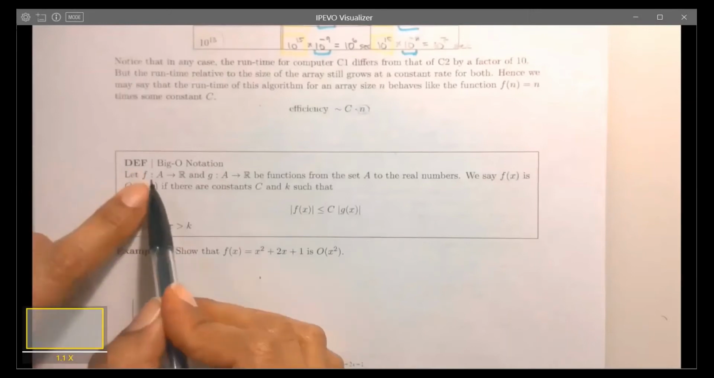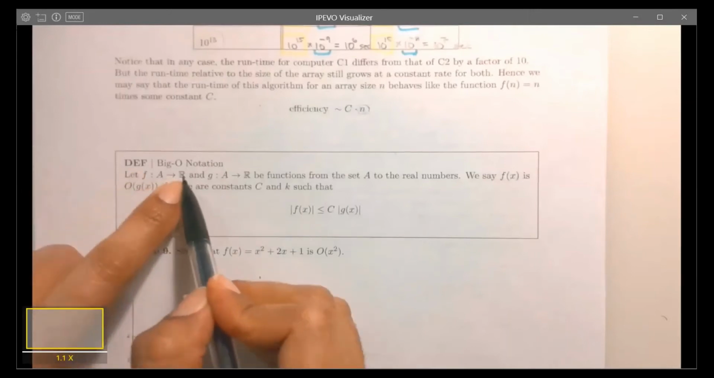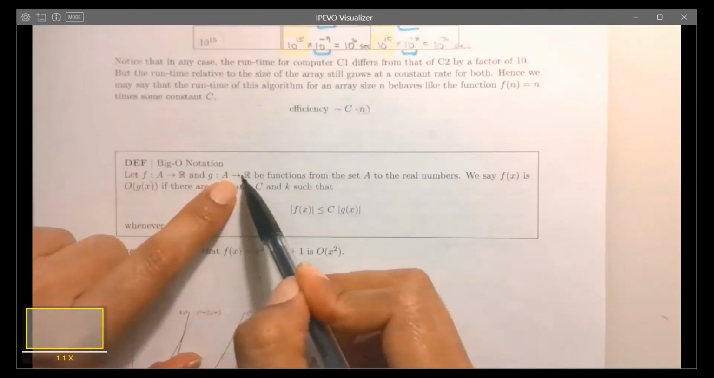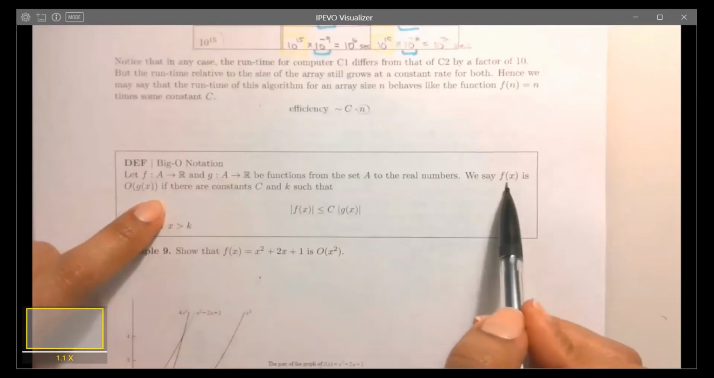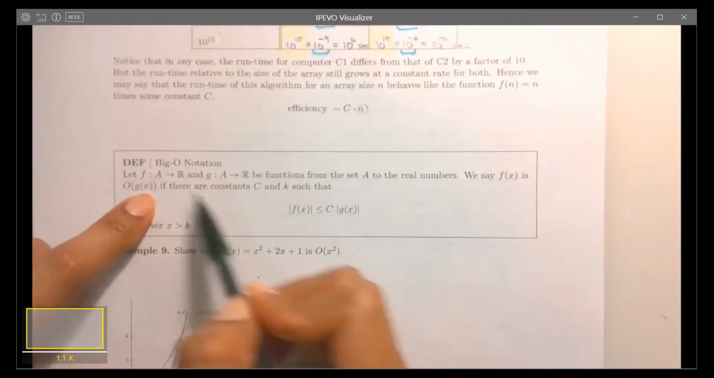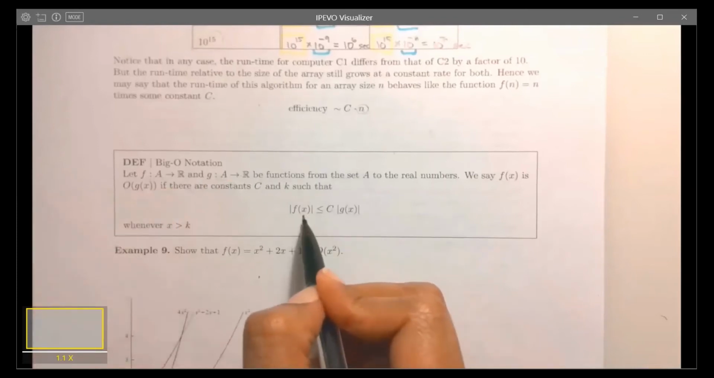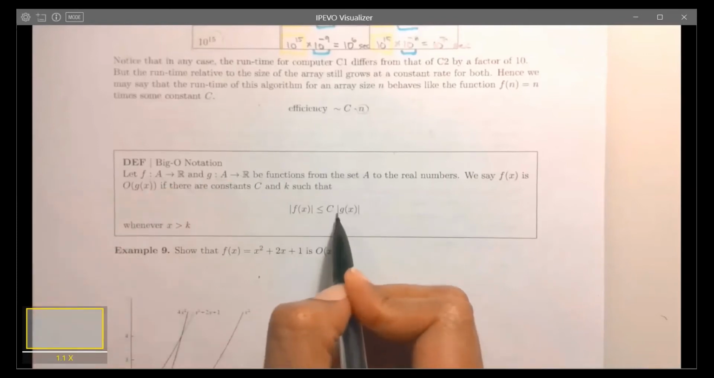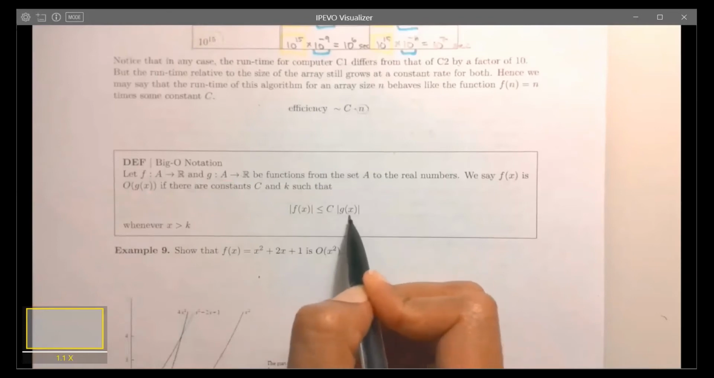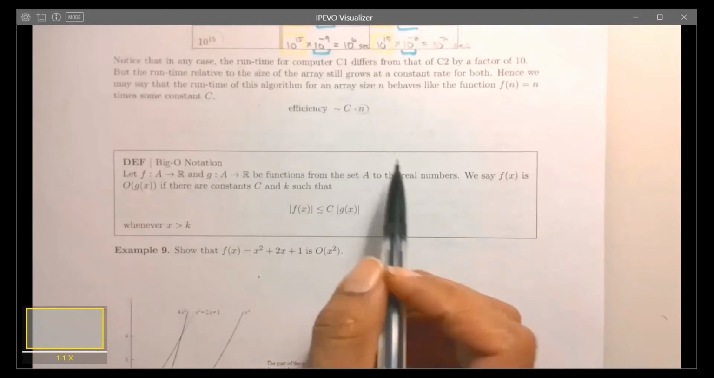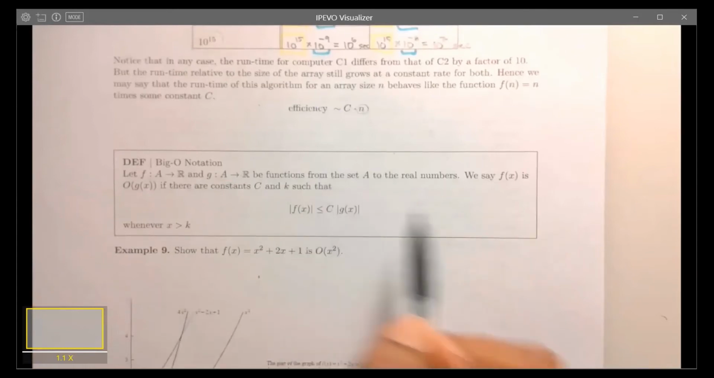Let f be a function from a set A to the real numbers, and g be another function from the same set A to the real numbers. Then we say that f of x is big O of g of x if there are constants c and k such that the absolute value of f of x is less than or equal to a constant times the absolute value of g of x whenever x is greater than k. So this is a little bit difficult to digest. I want to break it down a little bit before we attempt any of the examples.